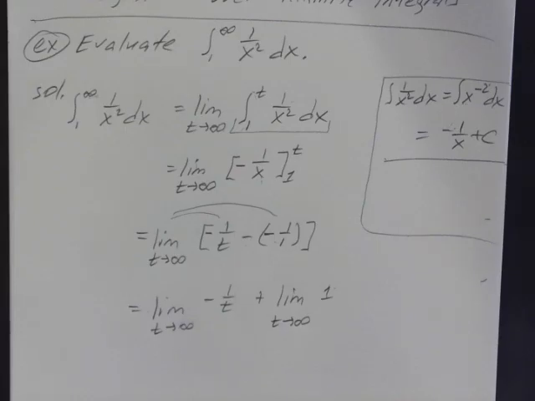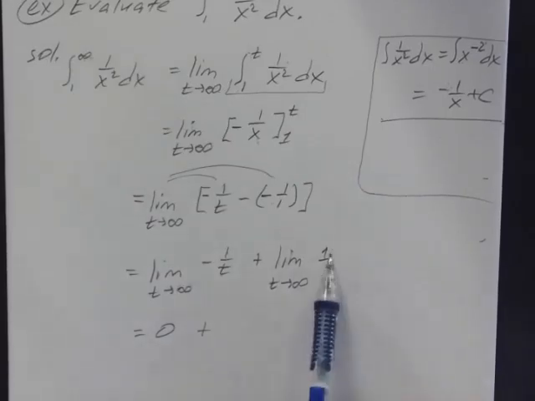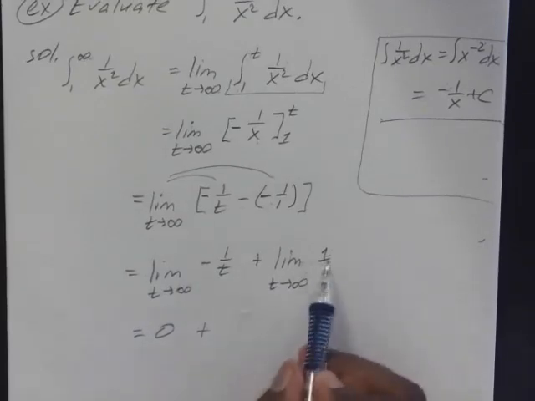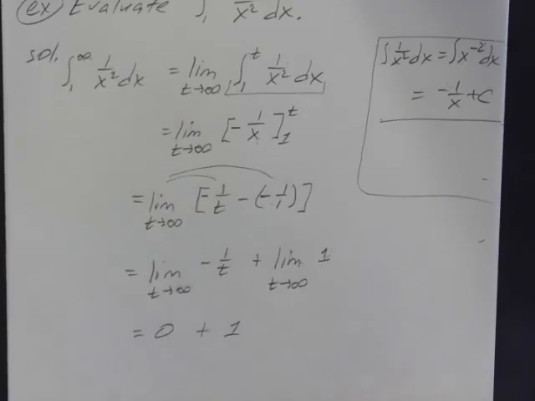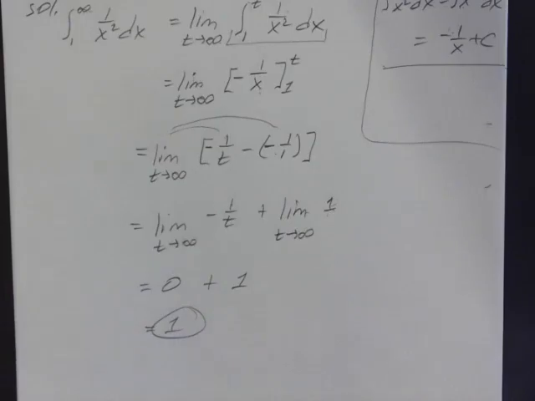Okay. So we know that the limit of a constant divided by a number that's getting bigger and bigger and bigger has a limit of 0. So this limit is just 0. Plus, we know the limit of a constant is just that constant. And in this case, it's 1. So the limit of 1 is just 1. So that integral is equal to 1.